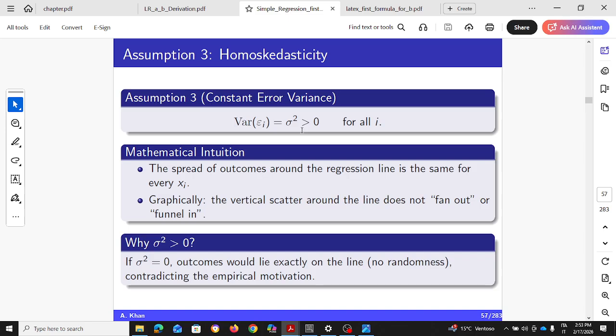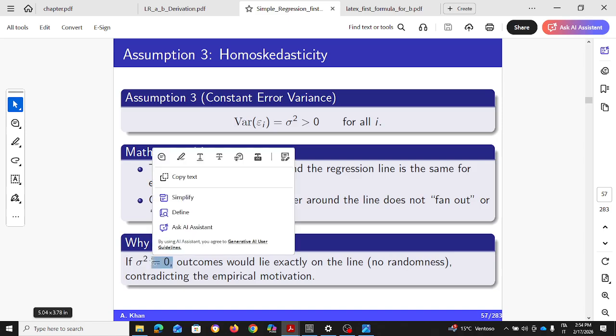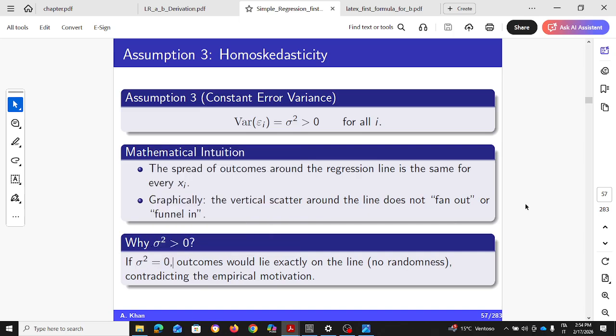And it should not fan out. I mean, the observed points should not be too far away from the fitted line, and there should not be too much fanning into the line either. Otherwise, in the first case, it is not good, and in the second case, you are going to a perfect condition. So we need some randomness. If this value is equal to 0, the outcome would lie exactly on the regression line. This means we don't have any randomness, and this contradicts our motivation for prediction and for regression.